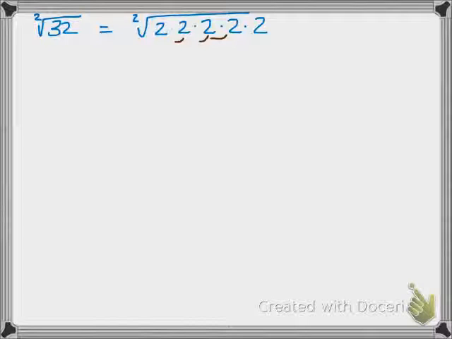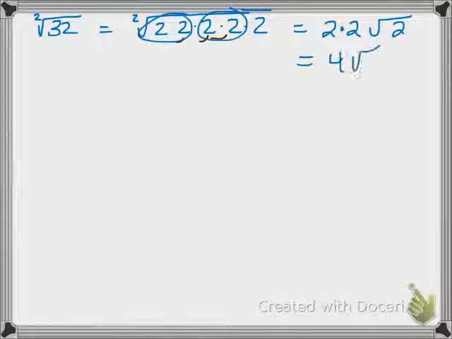Now, because of that 2, you had to look for pairs of 2. There's one pair of 2, and there's another one. So that means we were able to take out two of those 2's outside. But because those 2's are outside, you can multiply them, and that gives you 4 square root of 2.